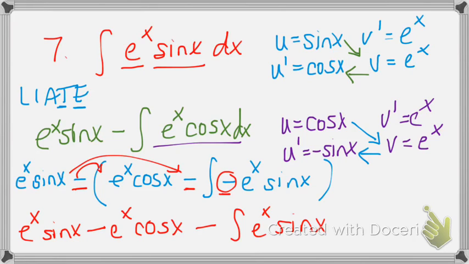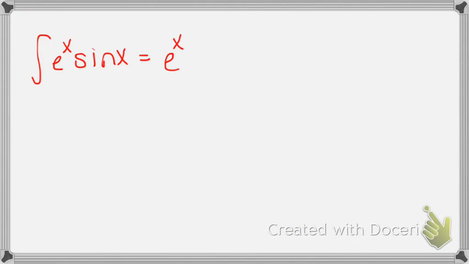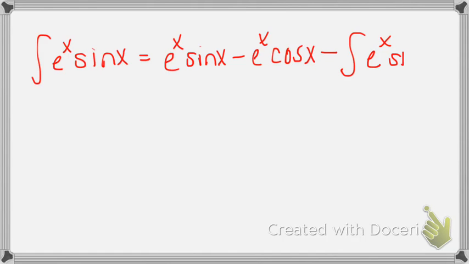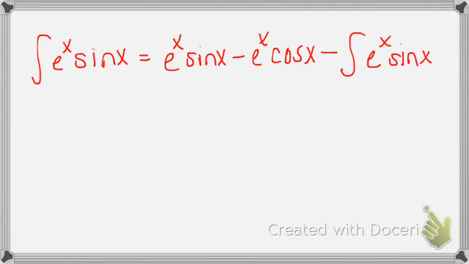Now, the problem we were trying to solve was the integral of e to the x sine x. And so far, we have it equaling e to the x sine x minus e to the x cosine x minus the integral of e to the x sine x. And make sure that's right. 2 minuses there, sine, cosine, and then sine.